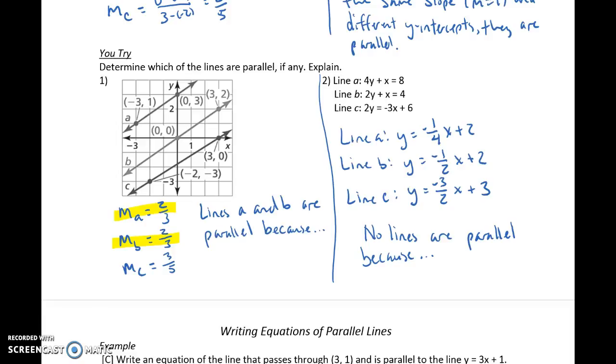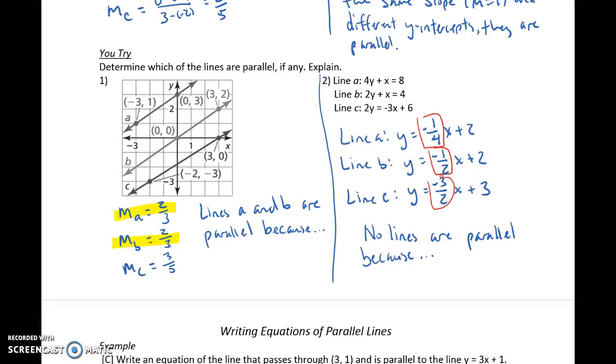If you look at 1, A and B both have a slope of 2/3, so lines A and B are parallel. And again, your explanations could vary, but you want to have that idea of same slopes, different y-intercepts. That's why I left that dot, dot, dot there. If you take a look at number 2, here I converted it all to y equals mx plus b, and then you can see these are your slopes. None of them are the same, so no lines are parallel. And again, you want to explain that no lines are parallel because none of the slopes are the same.